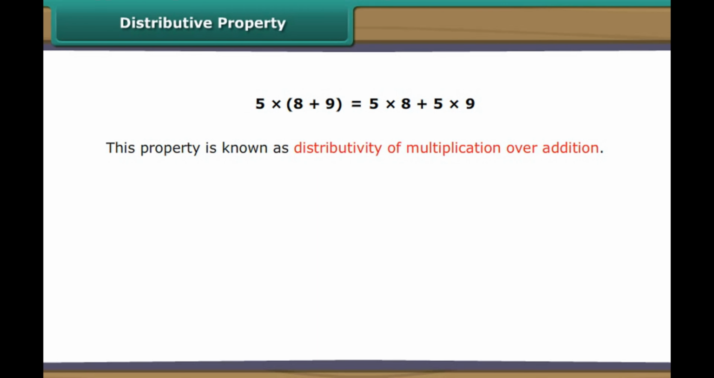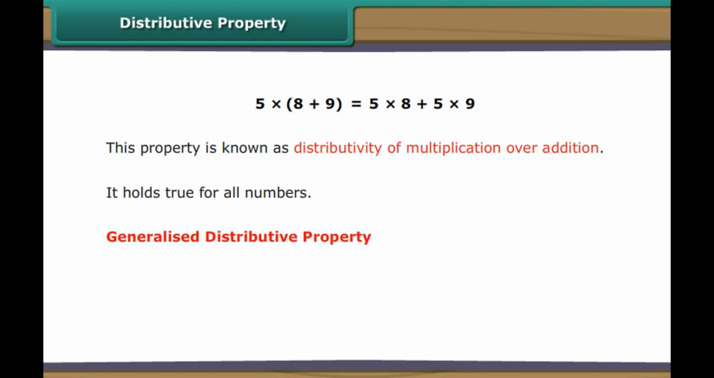Distributive property. Look at this expression: 5 into (8 plus 9). It can also be written as 5 into 8 plus 5 into 9. This property is known as distributivity of multiplication over addition. It holds true for all numbers.